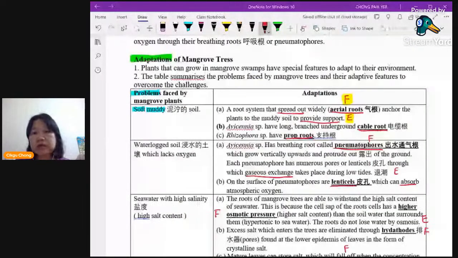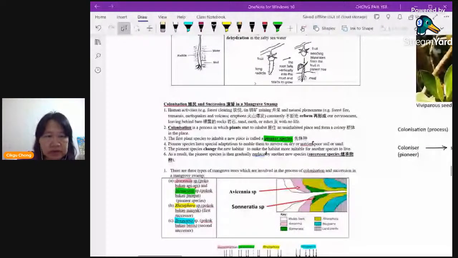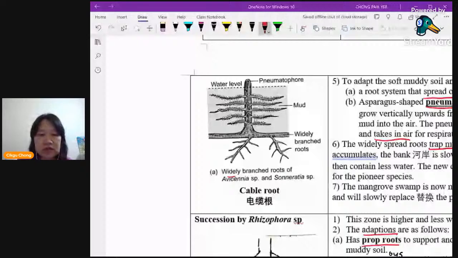Okay, so I think there are pictures here. Where's the picture to show you? I think it was in the previous example. Here now. This is widely branched trees, roots of the Avicennia and Sonneratia. So you have cable roots. This will help to anchor the plant firmly, so they're able to get some grip now. So they get a lot of support. That is the support part. Let's come back to here. So underground cable root. This is the aerial root, also cable root.